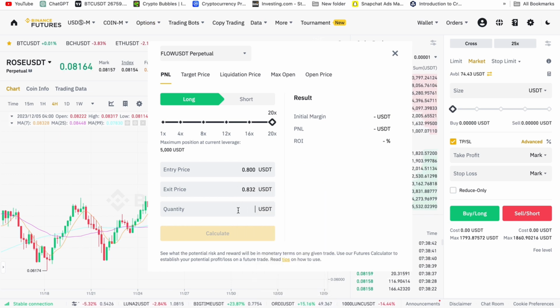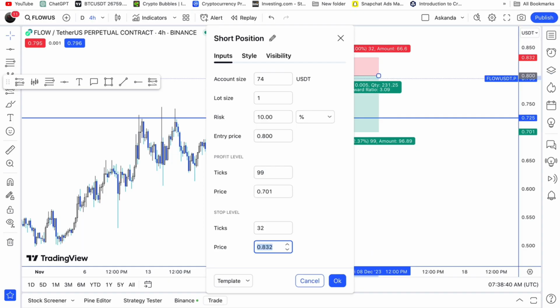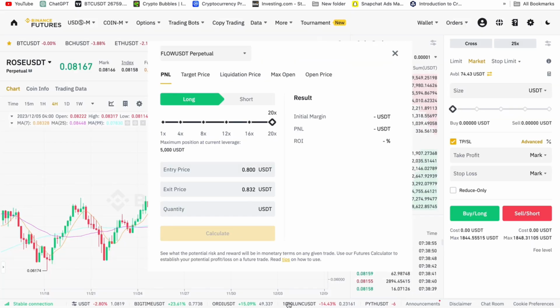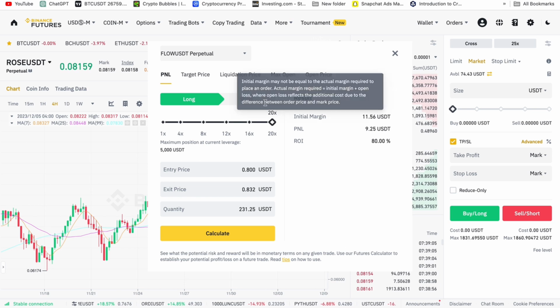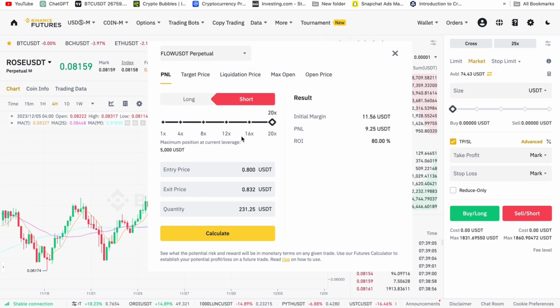So now we also know the quantity. We go back to TradingView. We know the quantity to be 231.25. Okay, then we'll calculate. After calculating this, if we go for a short position, we are going to lose $9.